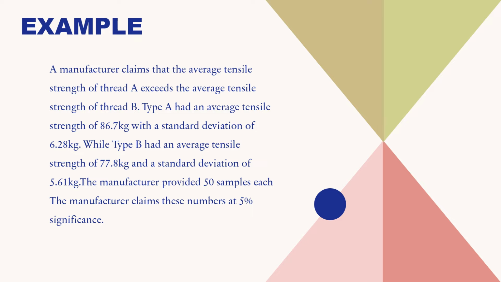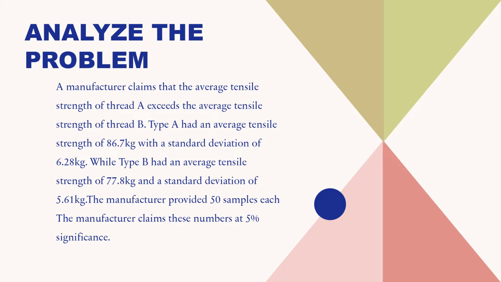Now, the first thing that we have to do, again, in statistical hypothesis testing, is that we have to analyze the problem. Now, here, a manufacturer claims to be comparing two different types of thread. So you have thread A and thread B. So automatically, we know that we're going to be using two sample z-test.